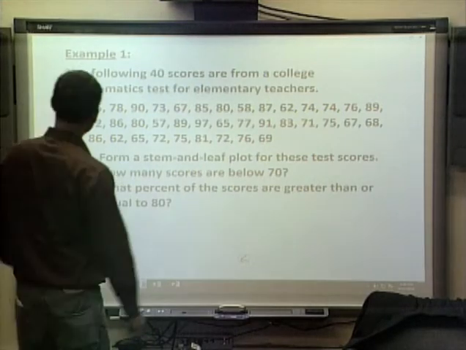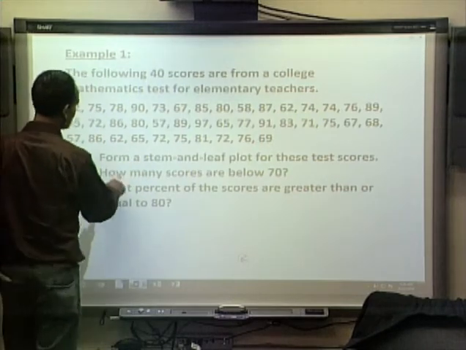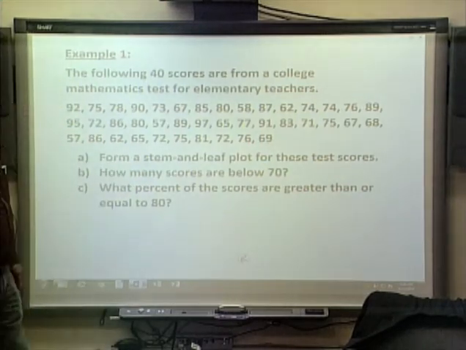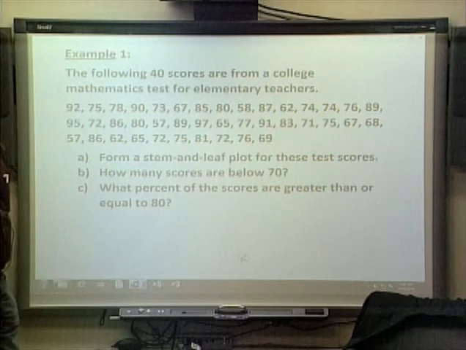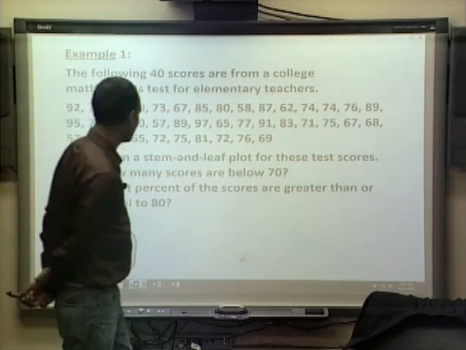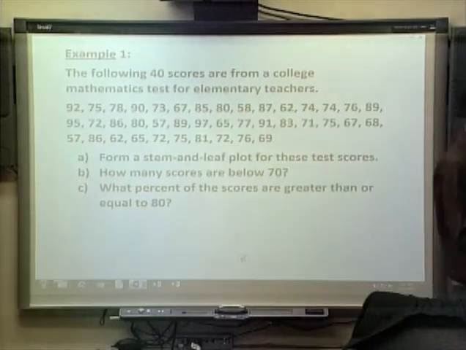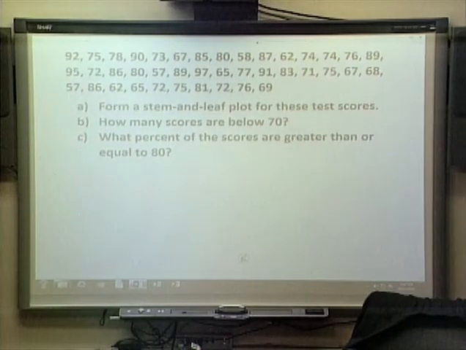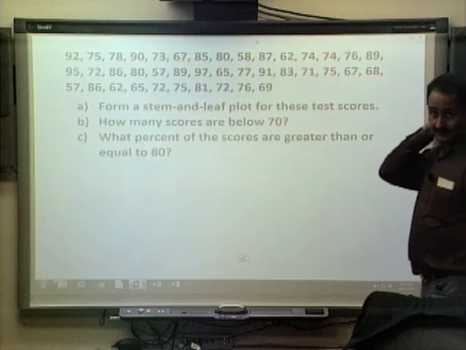Now, what we want to do is form a stem and leaf plot for this test score. The next question we want to answer based on that stem and leaf plot is how many scores are below 70. And the third thing we want to do is find what percent of these scores are greater than or equal to 80. So these are the three questions we want to answer based on this data.